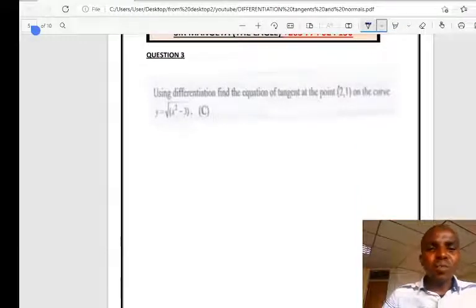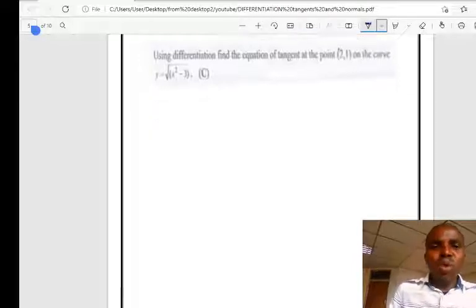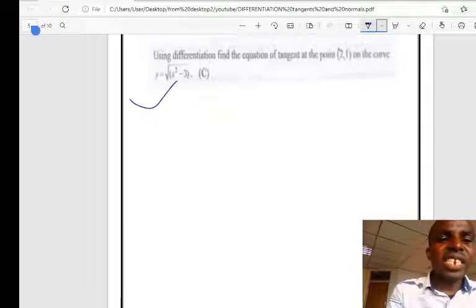Question number 3. Use differentiation to find the equation of the tangent at the point (2, 1) on the curve. So now we want the equation of the tangent at the point (2, 1). We're finding initially the gradient. Now it's about the equation. Right. The same rule applies. It's a tangent here at the point (2, 1).